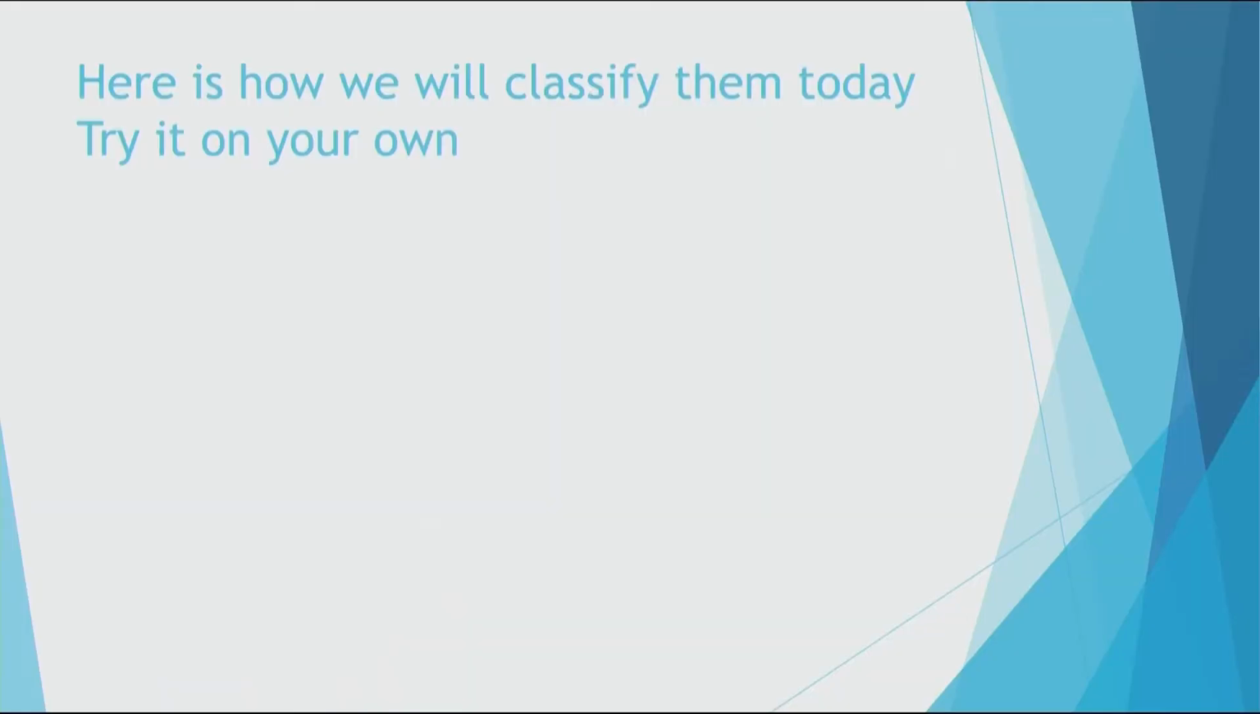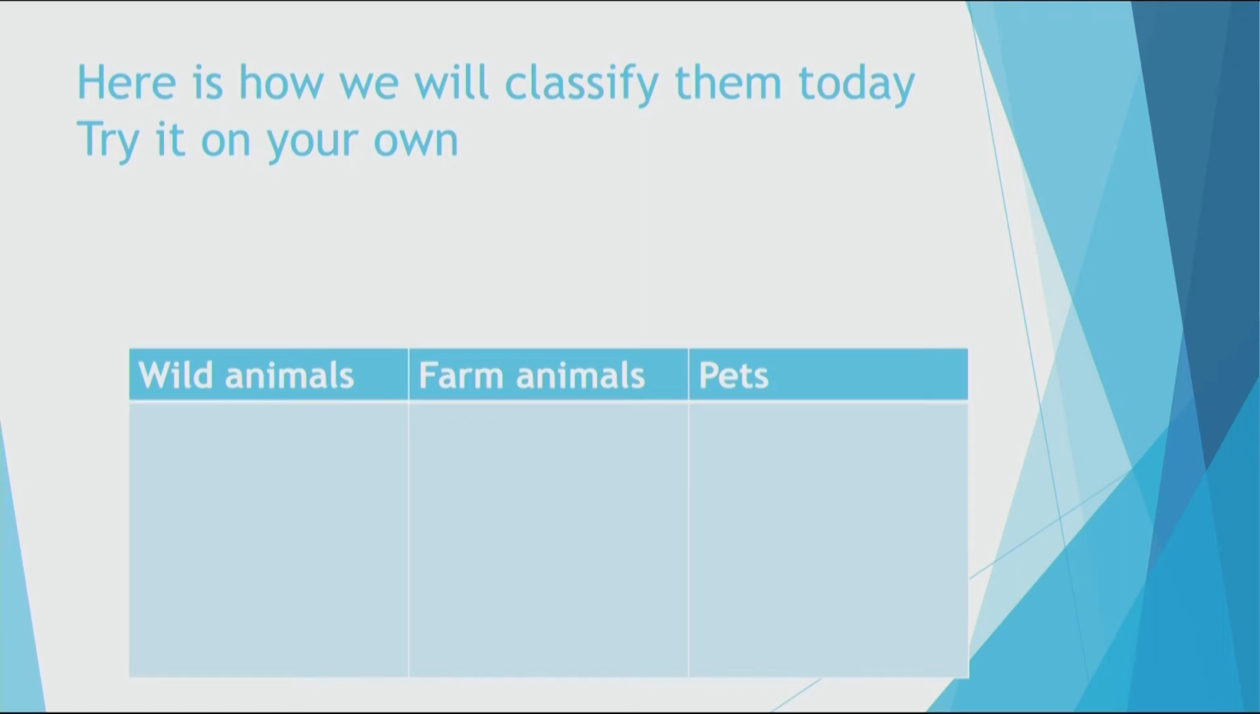Today, we are going to classify animals in this way. Let's look at the table. Okay? We are going to classify the animals that I've given according to wild animals, farm animals, and pets. Before we start classifying, do you know what each category means? Let's look at the wild animals. What are wild animals?